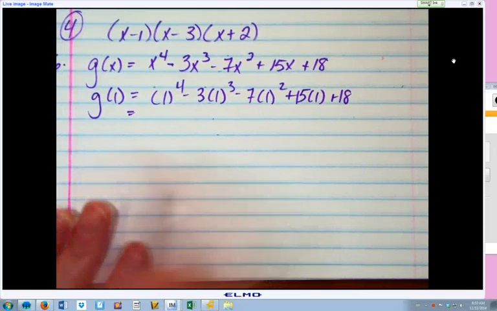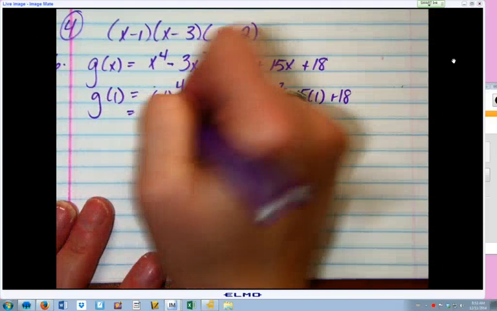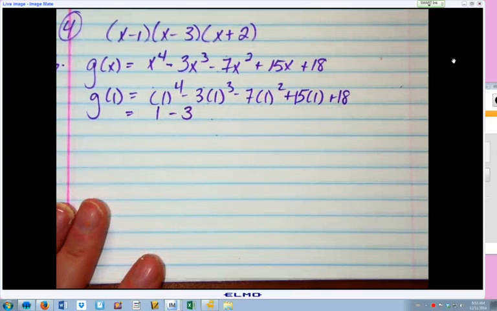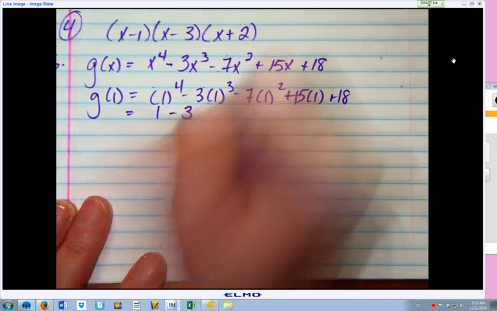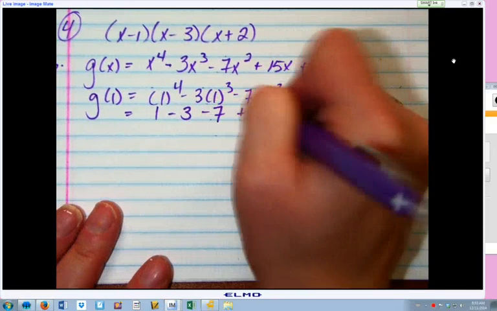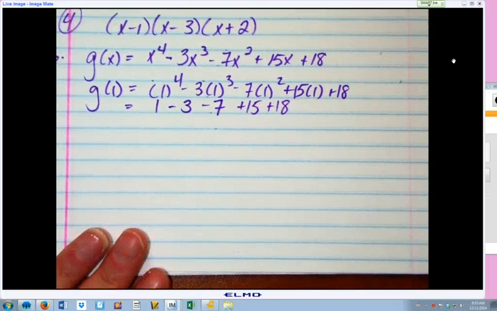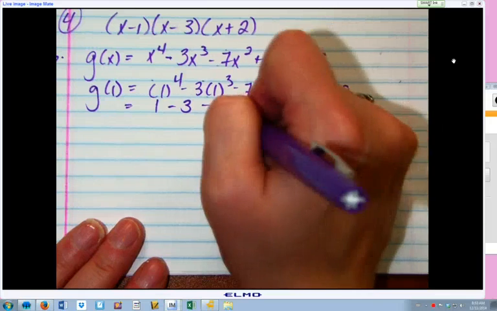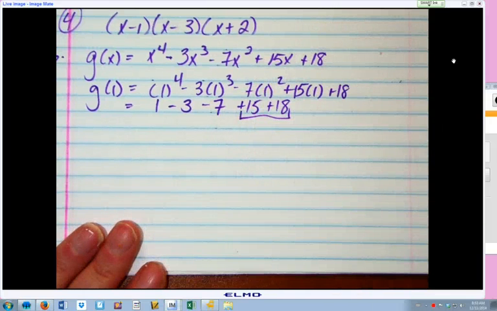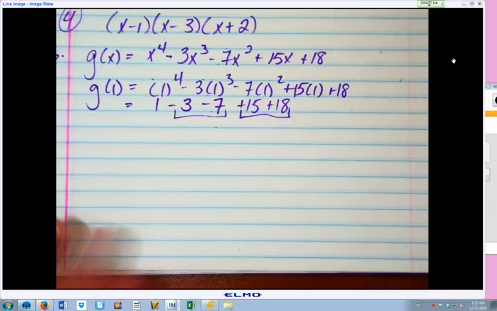We're just going to go term by term. So 1 to the 4th, 1 cubed, negative 7 times 1 squared, 15 times 1. Now, without actually finding the number, we already know that we didn't have the right factor. Because if we add 15 and 18, what are we going to get? 33, and we know here we're only going to have negative 10. So I don't really care what the final answer is. All I know is it's not 0.